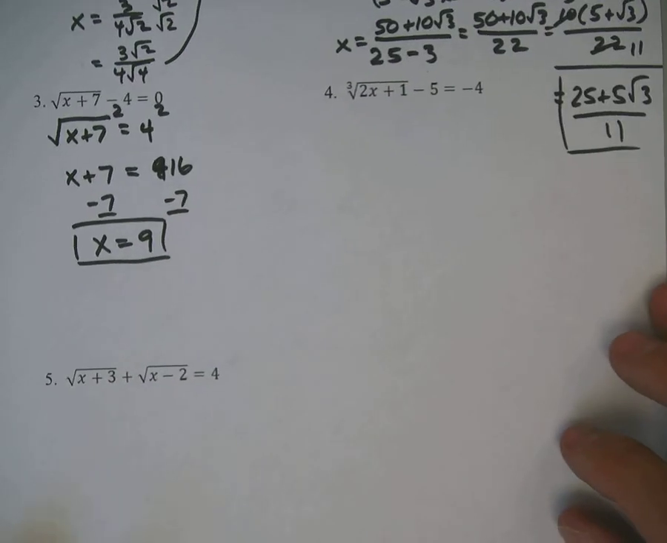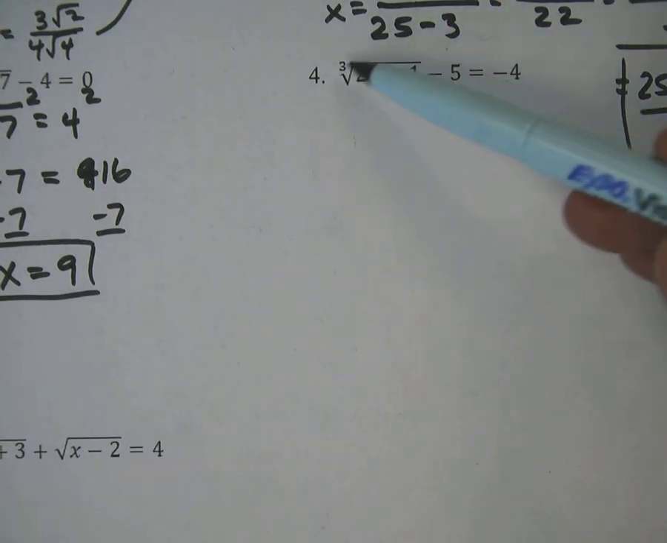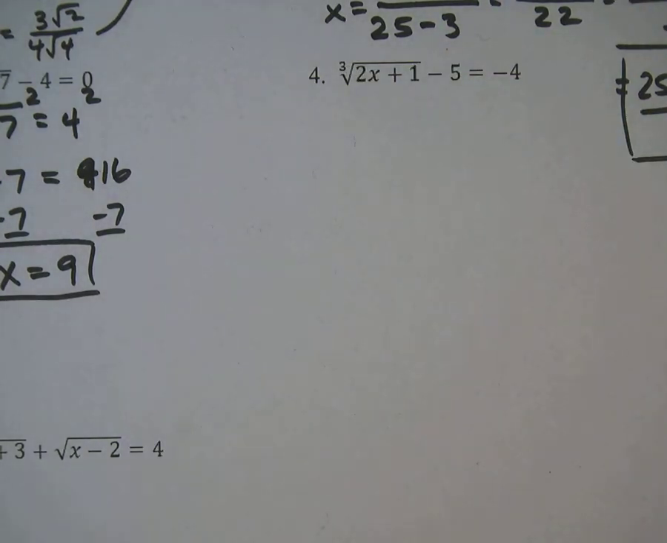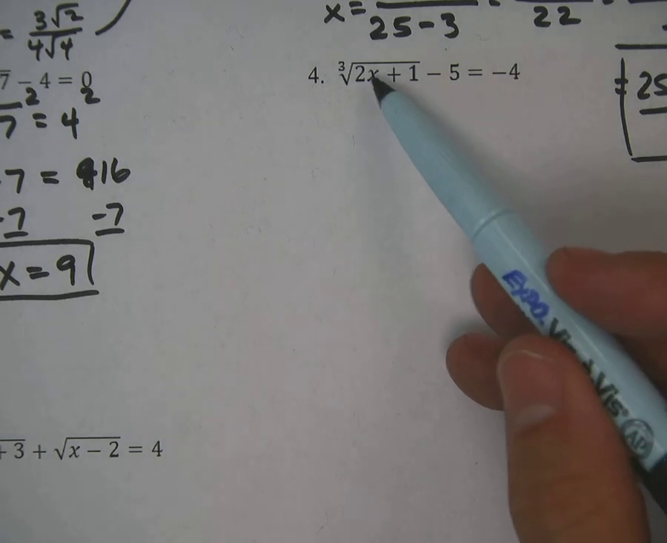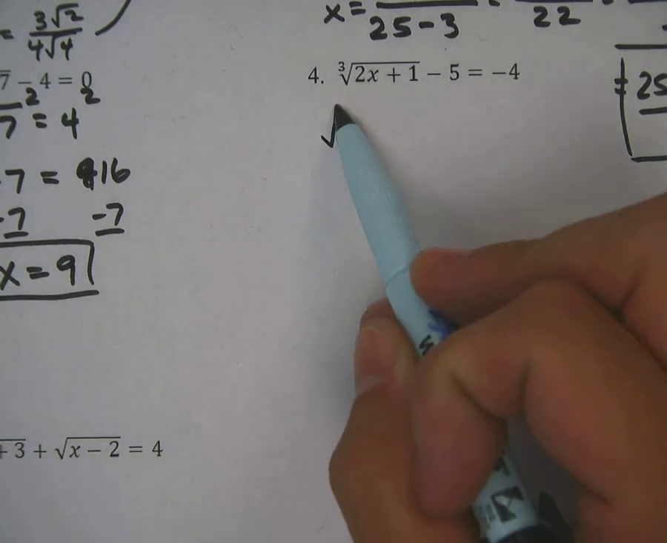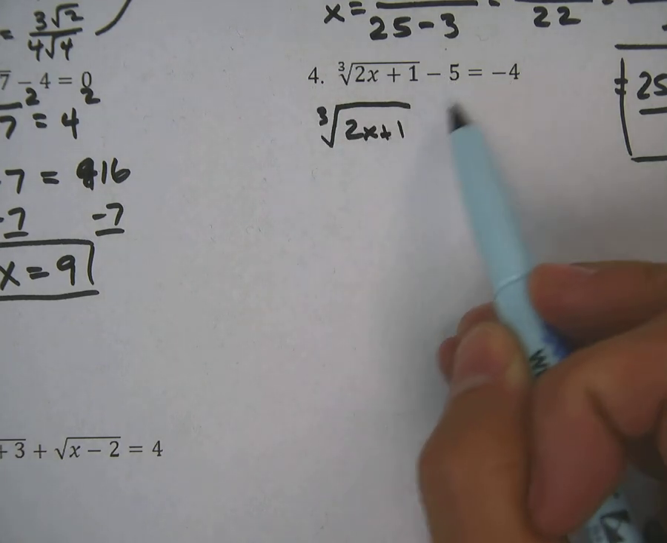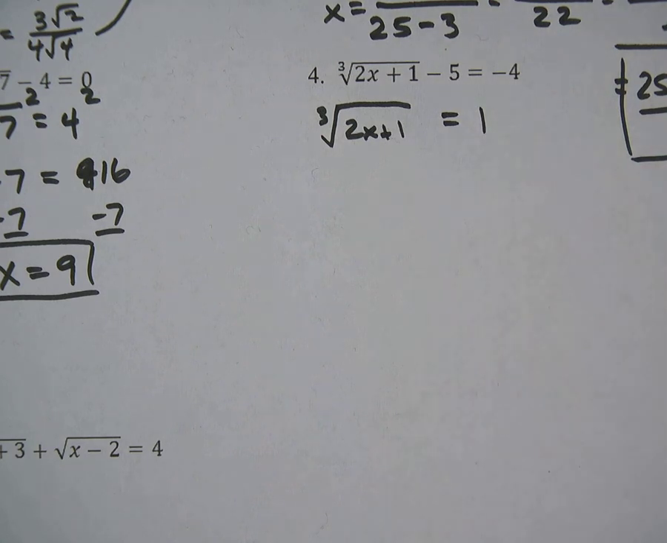Okay, let's look at another one that's kind of similar. This one, you notice, this time it says cube root. Well, that's not a big deal. You just notice again that the variable's inside the radical, so we're going to isolate that radical again. So I'm going to get the cube root of 2x plus 1. If you add 5 to the other side, you end up getting 1 right there.